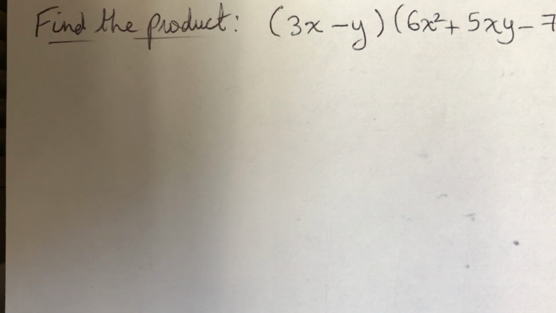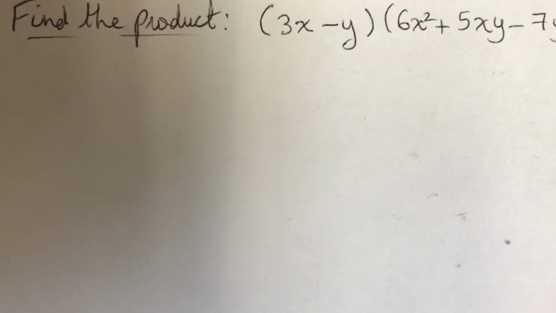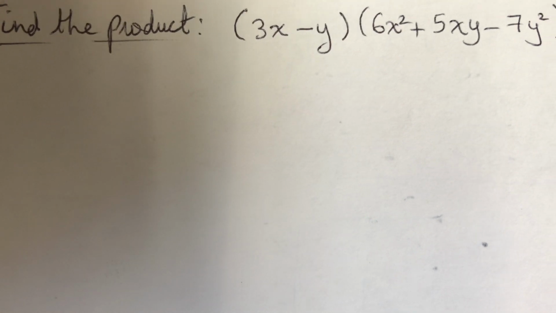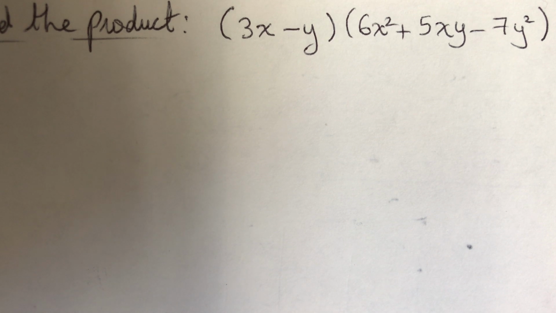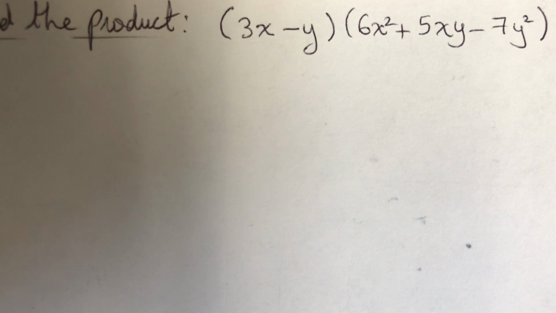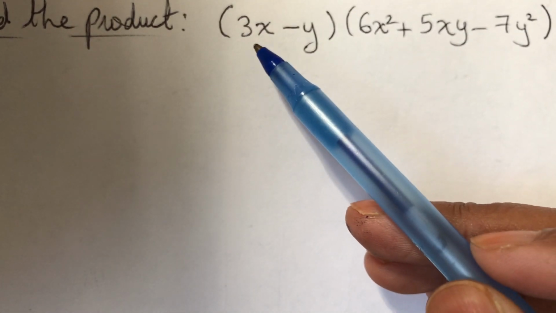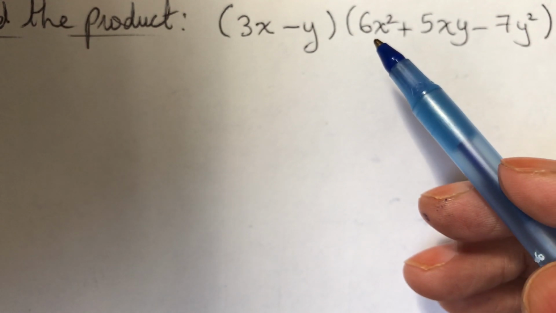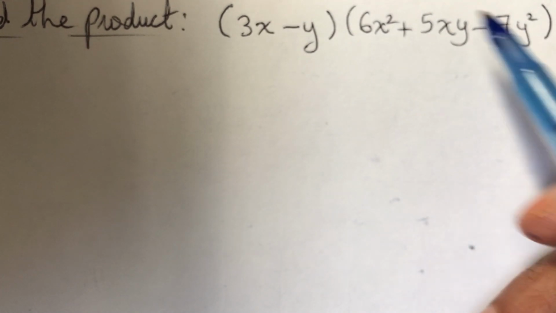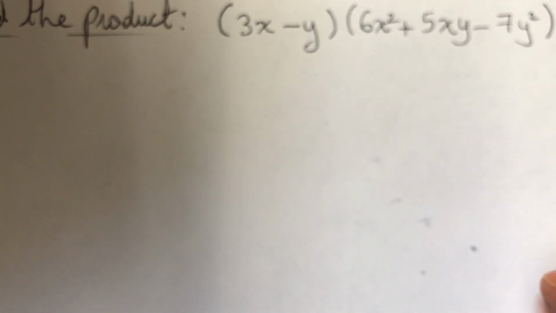Welcome. So now we're going to look into a binomial times a trinomial. So you need to find the product. Again, as long as you're multiplying polynomials, the same rule of thumb applies where you need to take each term from one expression and multiply it by each and every term from the other expression.